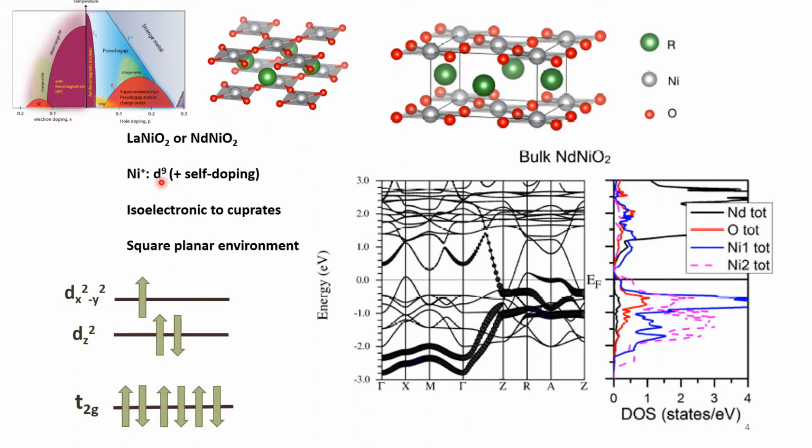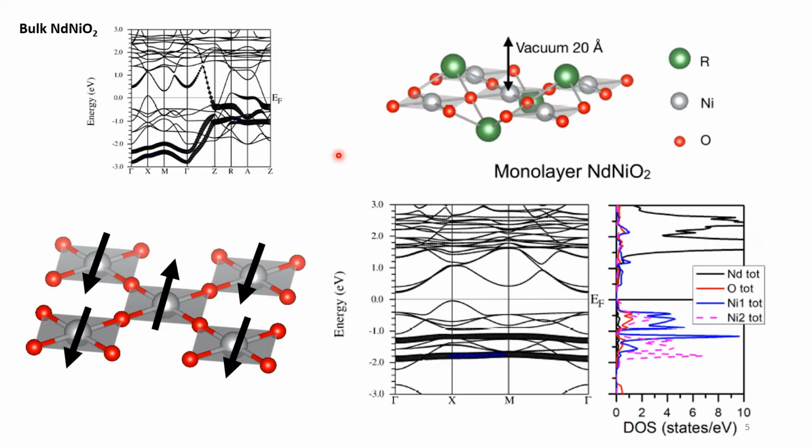So even though this system nominally is a nickel 1+ d9 compound, it is self-doped so that the x squared minus y squared band is not completely half full. So the resemblance with the cuprate phase diagram, where this point here at d9 filling is an antiferromagnetic insulator, does not seem to appear for neodymium nickel O2, because this is metallic. So we can start thinking about playing with this system, and we can do computational experiments with this.